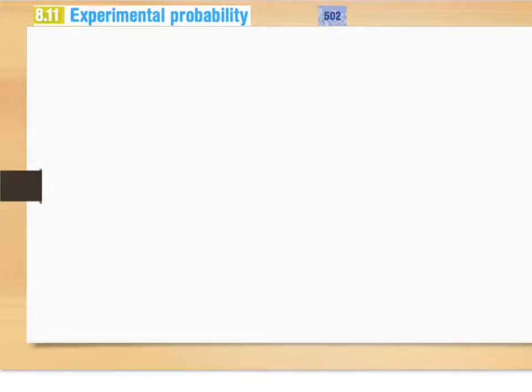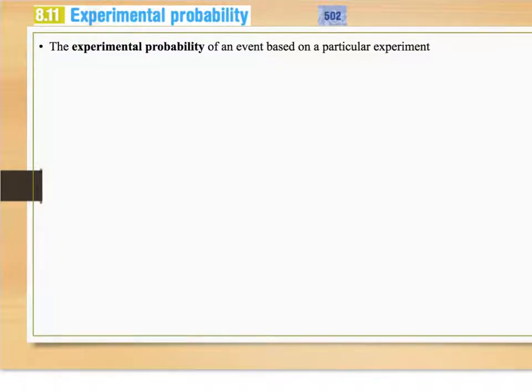Good morning. We are on 8.11, experimental probability. This is on page 502. Experimental probability of an event is based on a particular experiment or experiments or trials' previous data. This is as opposed to the theoretical probability.